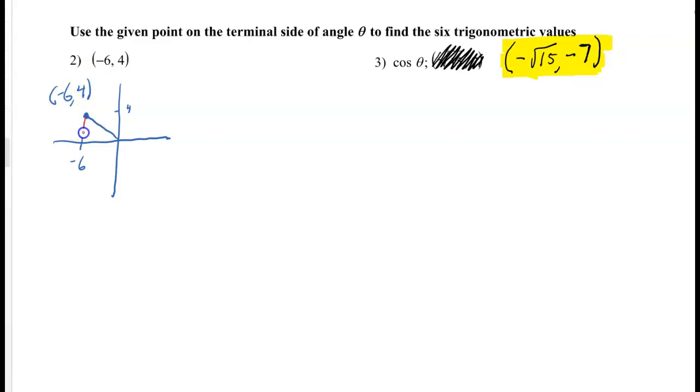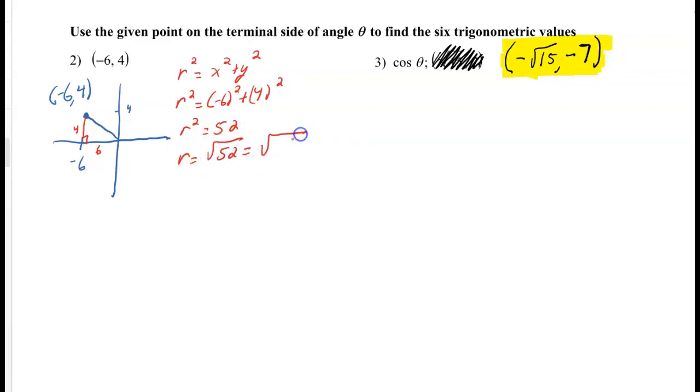I always drop the altitude. So this distance is 6, that distance is 4. In my picture, I don't put a -6 because it's the side of a triangle, but I do want to make note that it is a negative x coordinate. So then I use the Pythagorean theorem to get the radius. So r squared is equal to -6 squared plus 4 squared. And when you do that, you get r squared is 52. So r is the square root of 52, which breaks down to 4 times 13, which is 2 root 13.